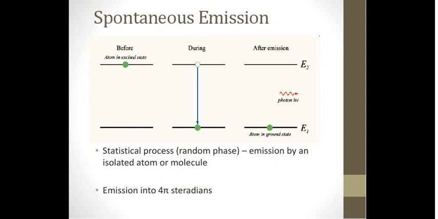Now here you see what is happening in the spontaneous emission. Before the emission process, the atom is in the excited state. During the emission, it comes down automatically. Spontaneous means it will come down automatically by emitting a photon. So the process is clearly similar to that of the laser.